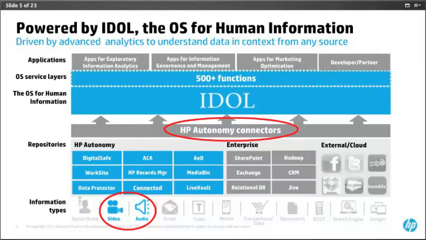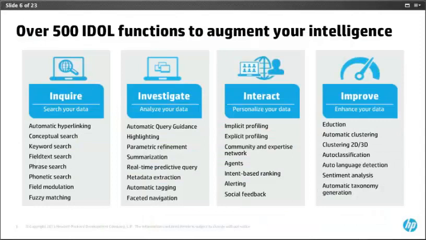Today we're going to focus on image and audio information, video as well as still images in addition to the audio. So let's talk a little bit about how the leveraging of that information is important once you've got it into IDOL. These 500 functions that I've spoken about can be used for a variety of different types of solutions. We've broken them down into 4 different categories: inquire, investigate, interact, and improve.